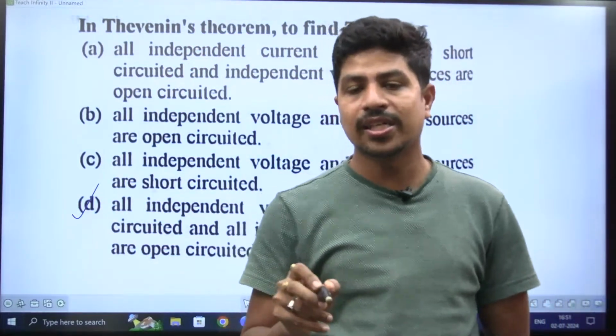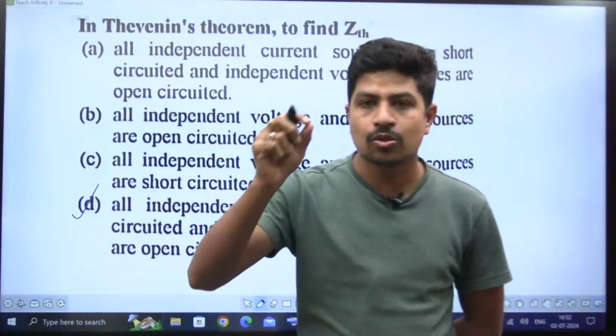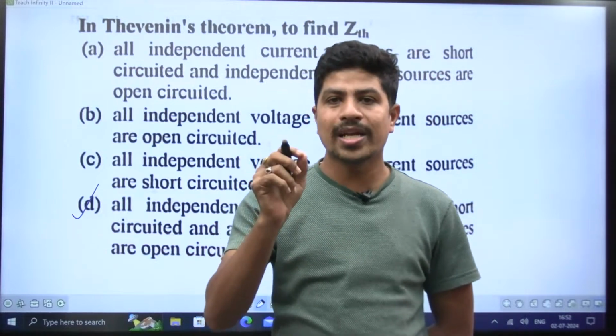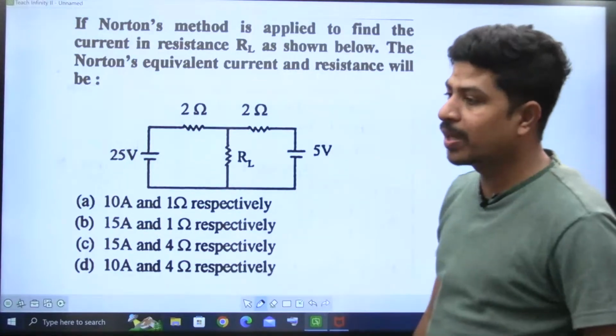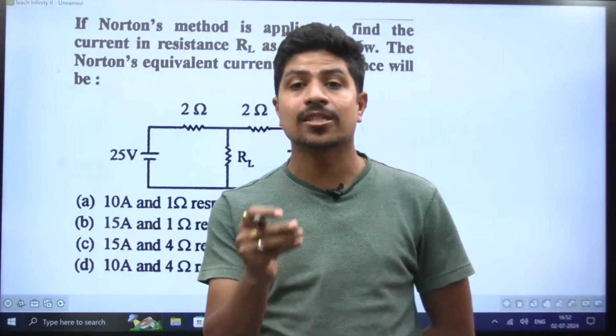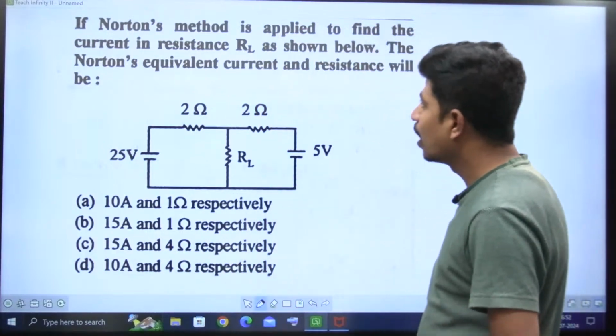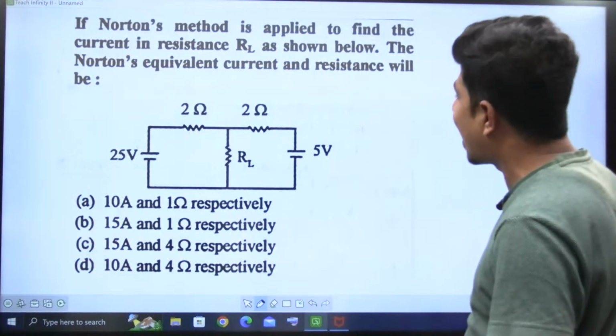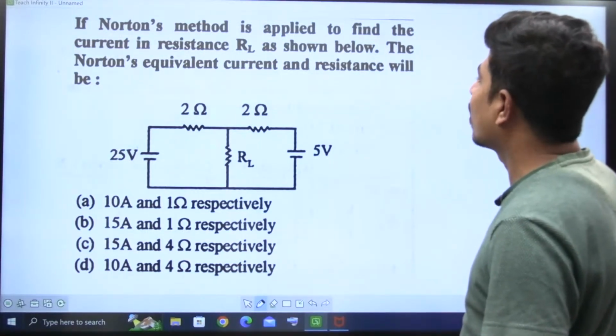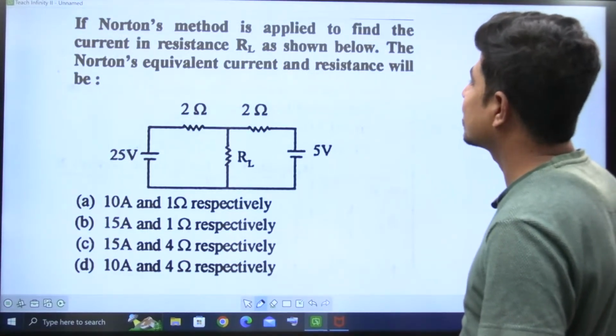Yes, it is. Open circuit the current sources, short circuit the voltage sources. So again, I'm repeating the same statement. All these are previously asked PSU questions. If Norton's method is applied to find the current in the resistance RL as shown in figure, the Norton's equivalent current in the resistance RL will be.